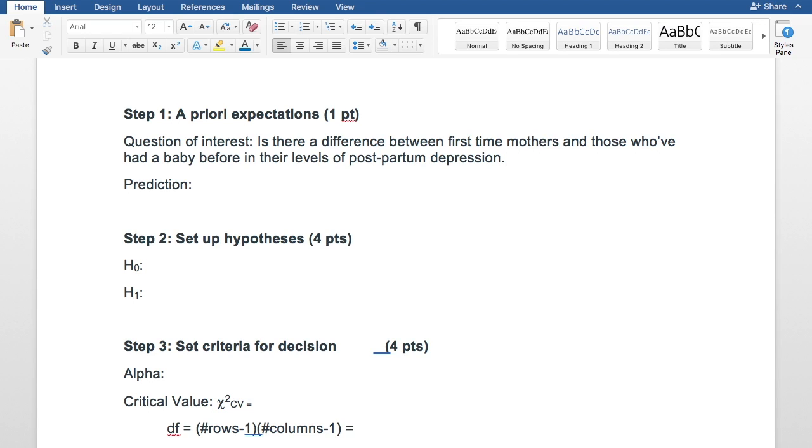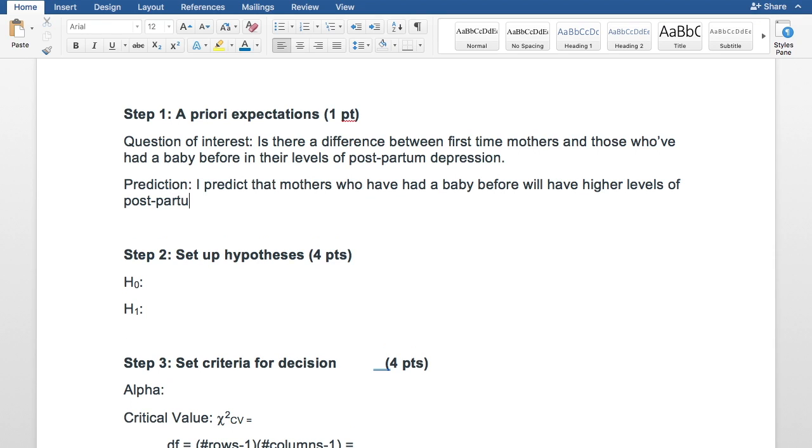Okay? And then I need to make a prediction. You can predict whatever makes sense to you. You don't have to predict the same thing that I'm predicting. What I'm going to predict is that mothers who have had children before will be more depressed because they have more things on their plate. They might have a baby to take care of, but they still also have a toddler or another kid or maybe several to take care of. So I predict that mothers who have had a baby before will have higher levels of postpartum depression.